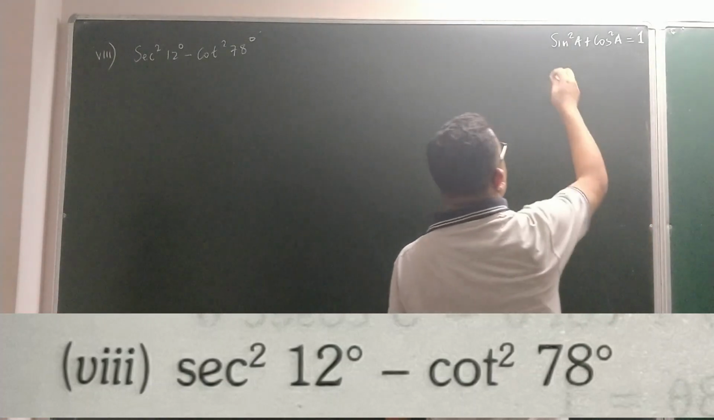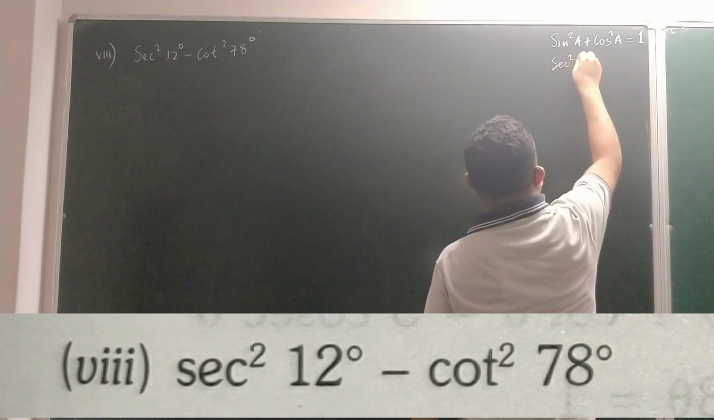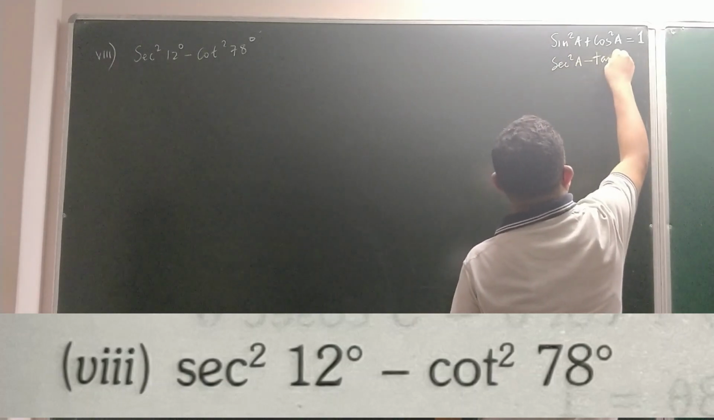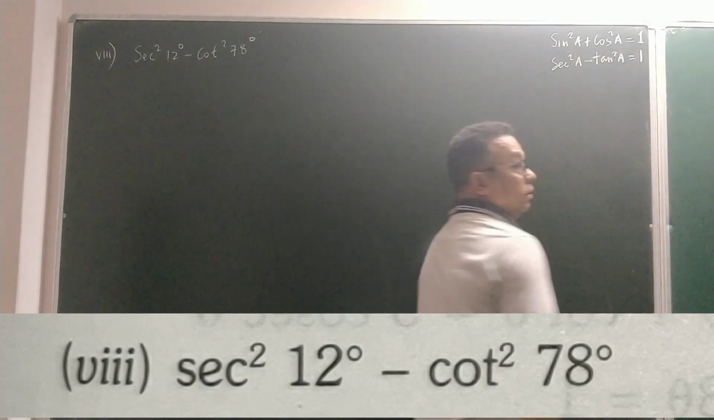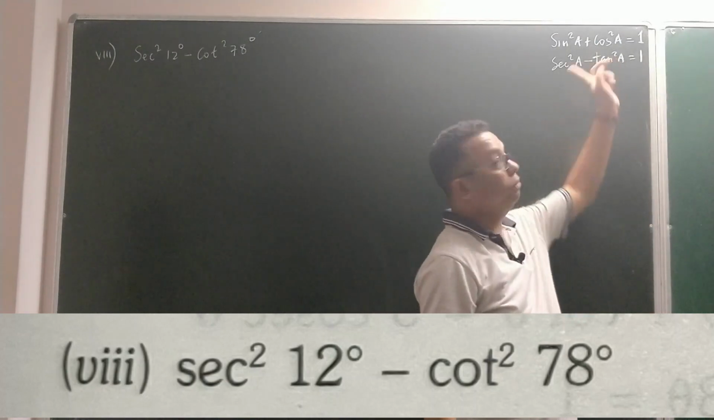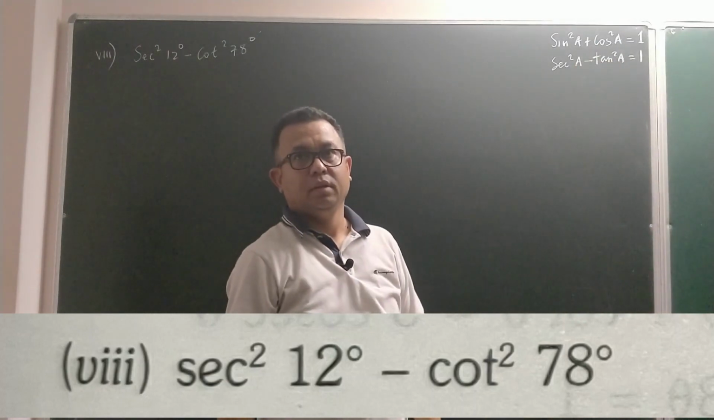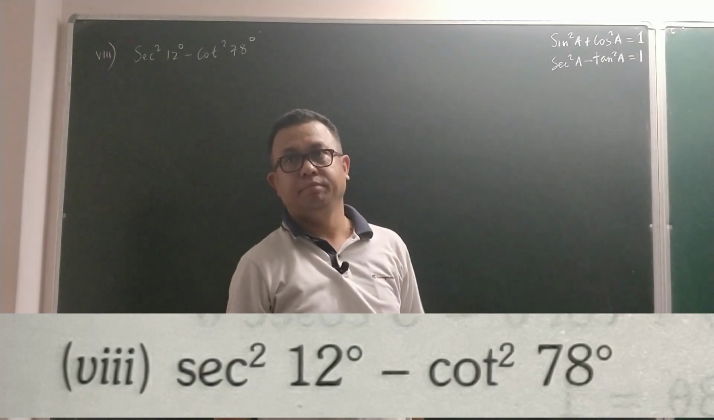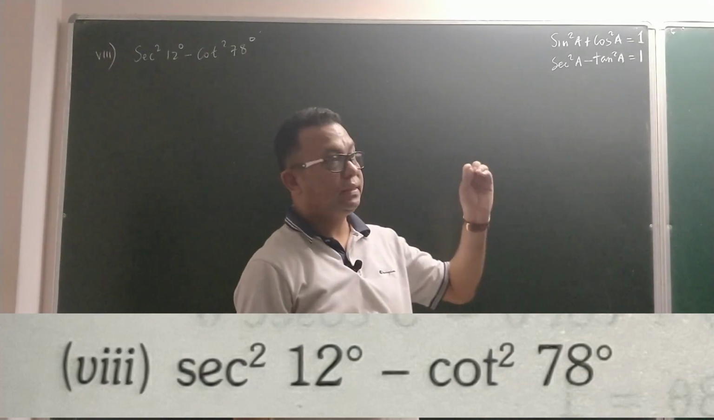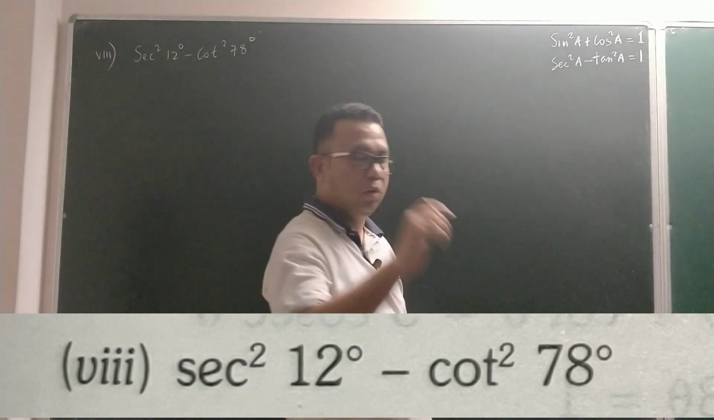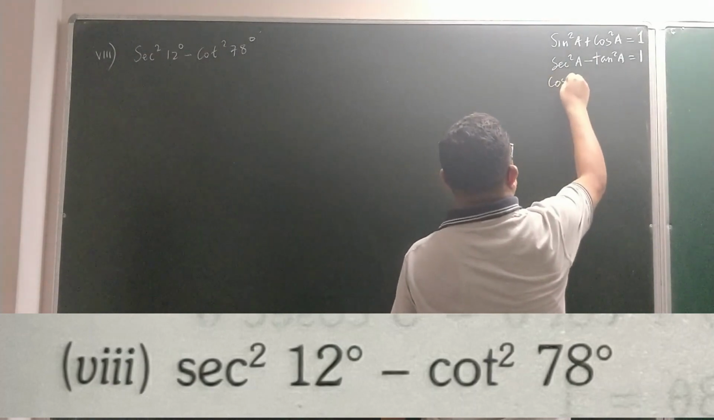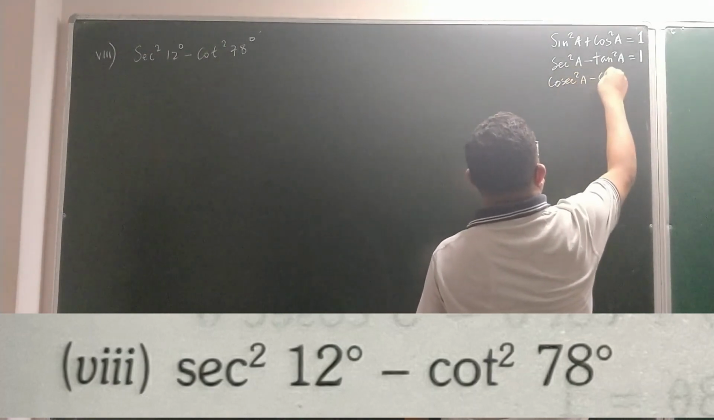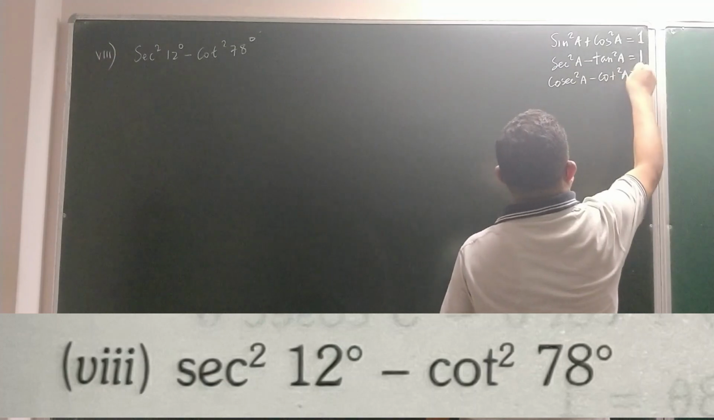And the second formula is sec square A minus tan square A, which is also 1. See, there it is positive, but here it is negative. So sec and tan: sec square A minus tan square A is equal to 1. And one more now, that is cosec square A minus cot square A is also equal to 1.